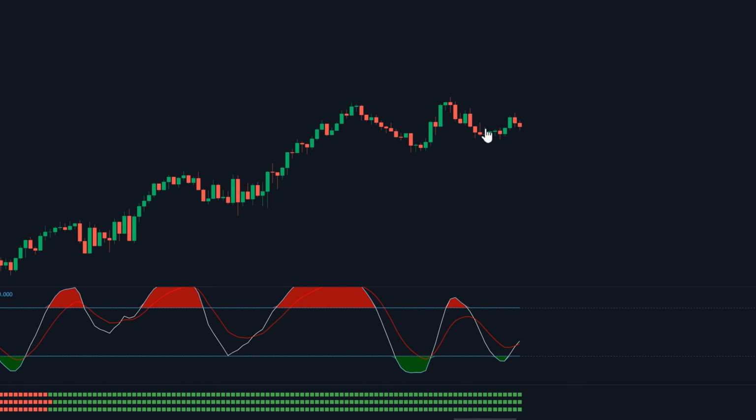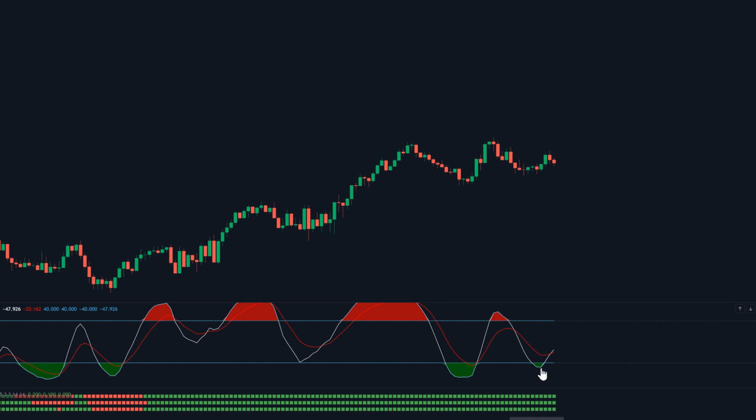Next, to confirm the end of this pullback, we need this white line to cross above the red line, and this crossover should happen above the -40 level. This crossover indicates that the bullish momentum in the market is now picking up, increasing the probability that the price may continue to go upwards.